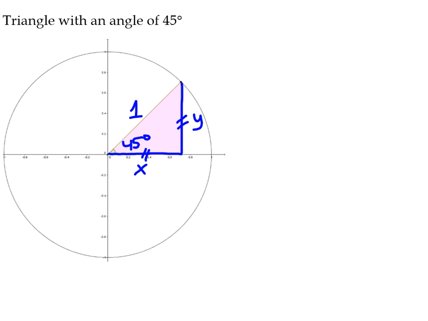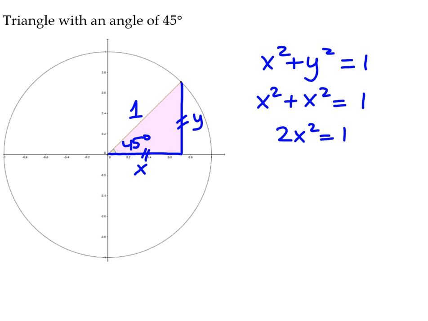So if you use your rule, x squared plus y squared is equal to 1, but we know that x and y are equal, we could write this. x squared plus x squared is equal to 1, which means that 2x squared is equal to 1. x squared is equal to 1/2, and then we square root on both sides.